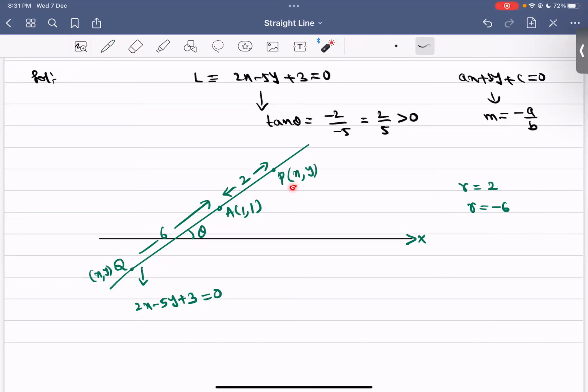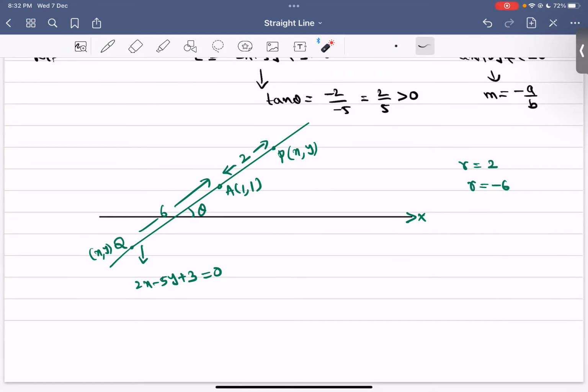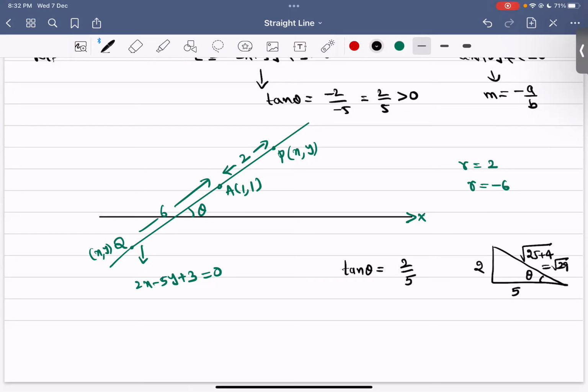Directly we use that variable point coordinates. Otherwise, we will solve this question. This is the first question. That's why first what we do is tan theta, which we already calculated. So tan theta is equal to 2 by 5. So tan theta is 2 by 5, and this is theta. This is 2, 5. So what is this? 25 plus 4, that is 29, square root 29.